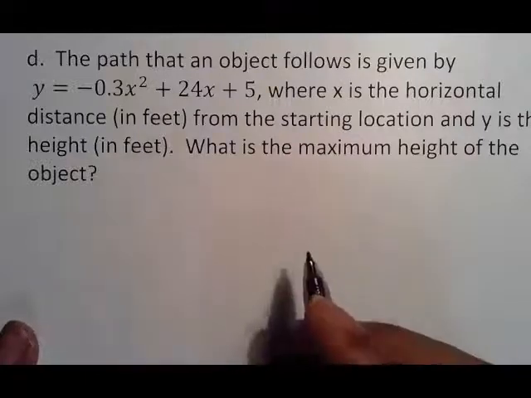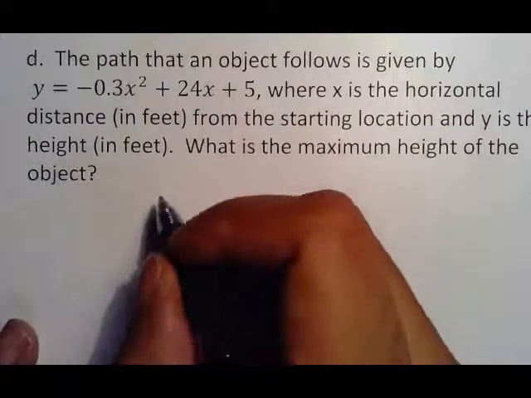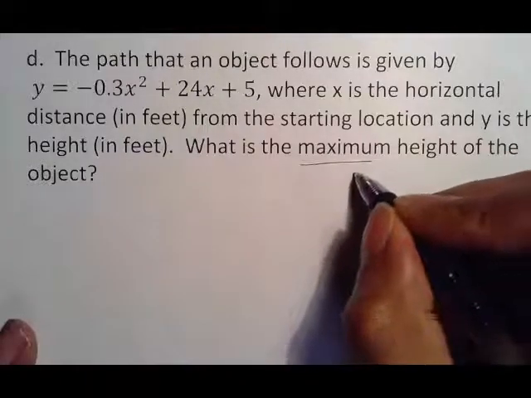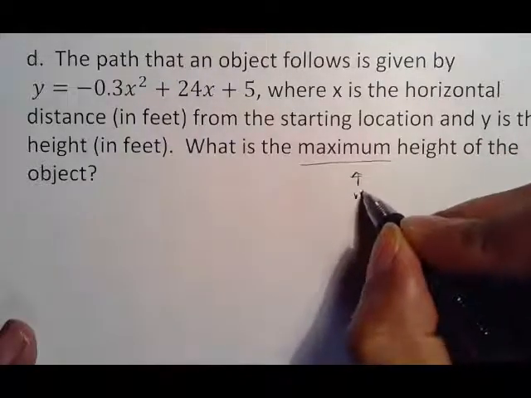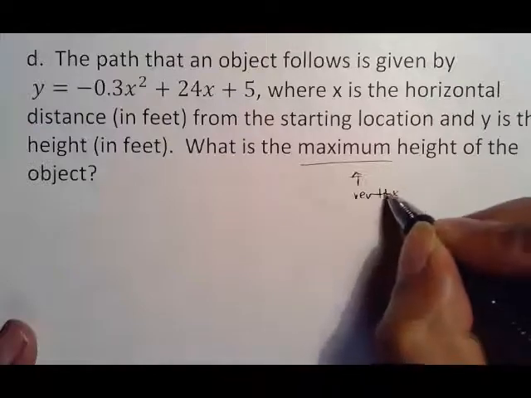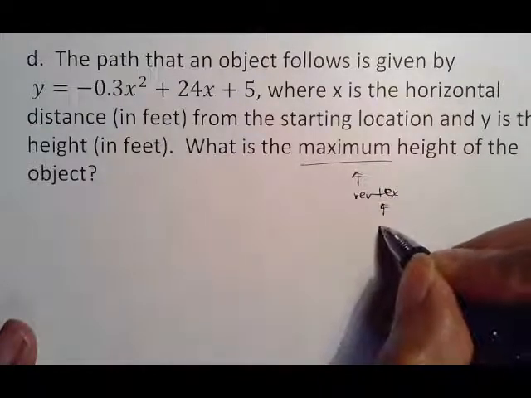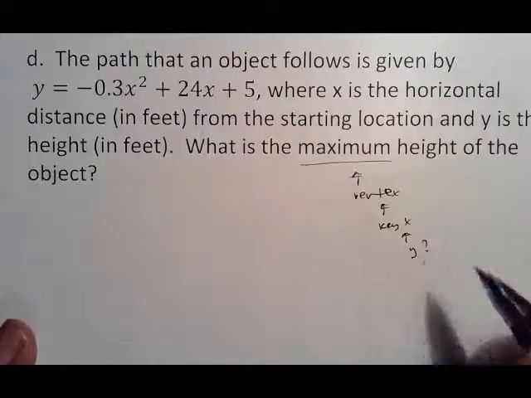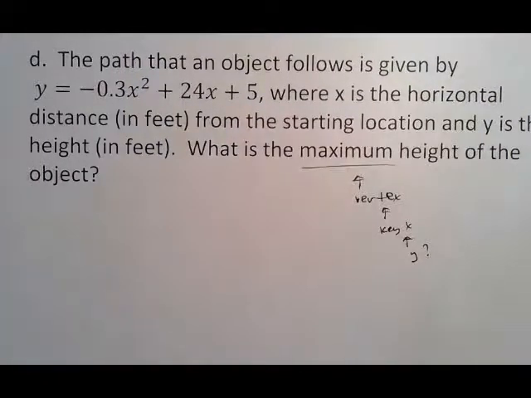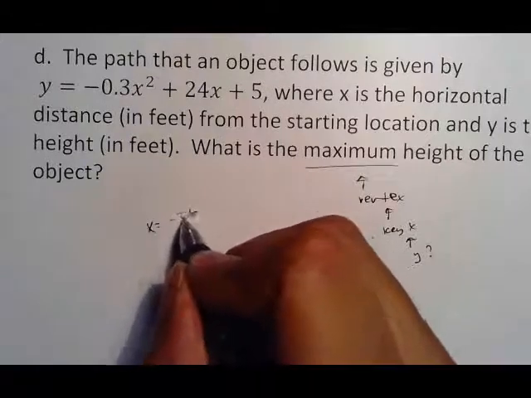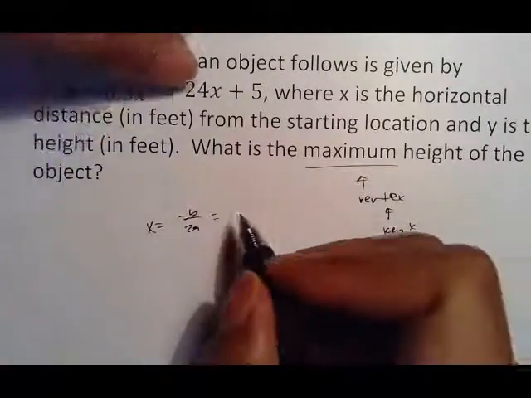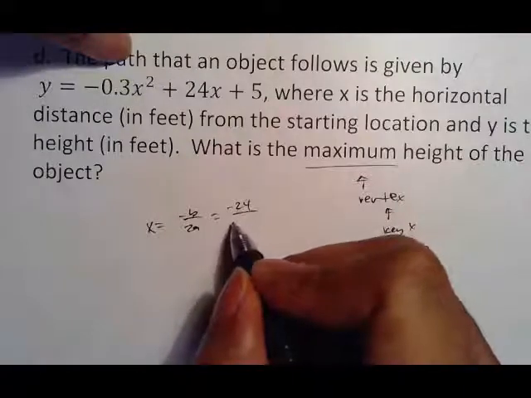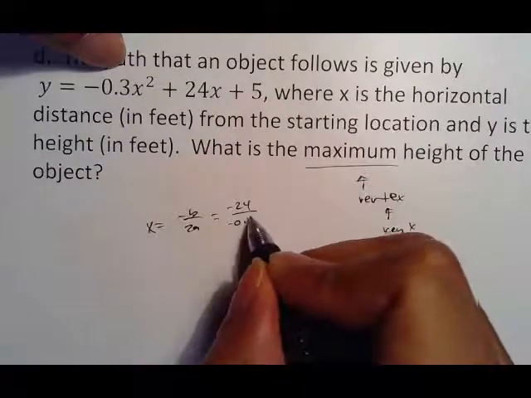Again, in this problem, looking at this, maximum height is what we want. We know that maximum height is based off of a vertex. We know that vertex cannot be found without the key x, and we know that the key x should give me the value of y that we are looking for. So again, we go to our x equals negative b over 2a, which means we again use a negative 24, over double that, you get negative 0.6.